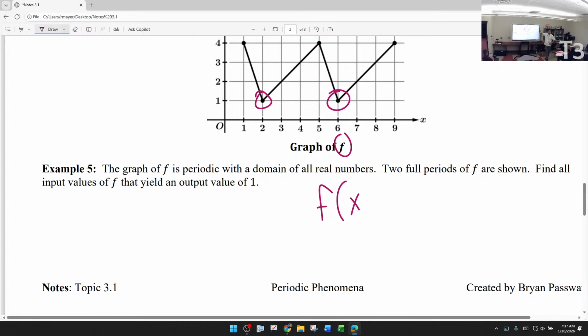Two, 6. One, 2, 3. That's another 5. Does it repeat every 5? 4? That would make sense, right? 2 and 6. So 10, 14, negative 2. Good?